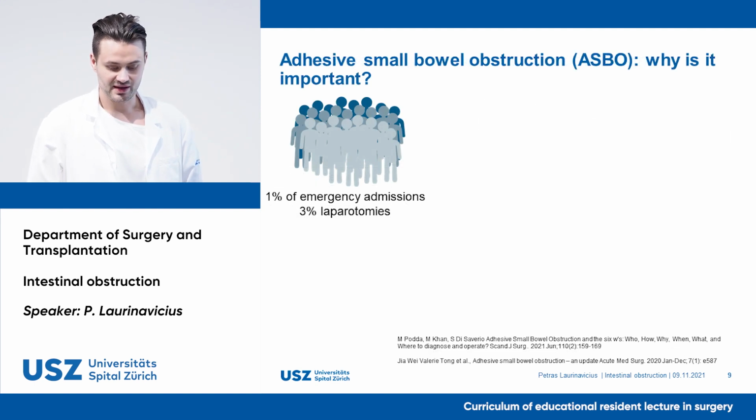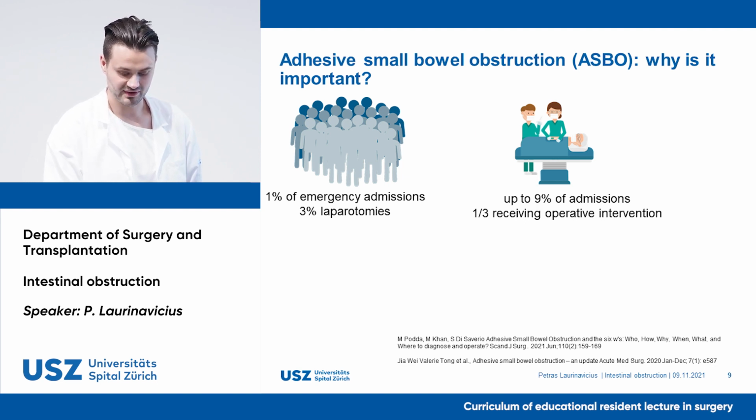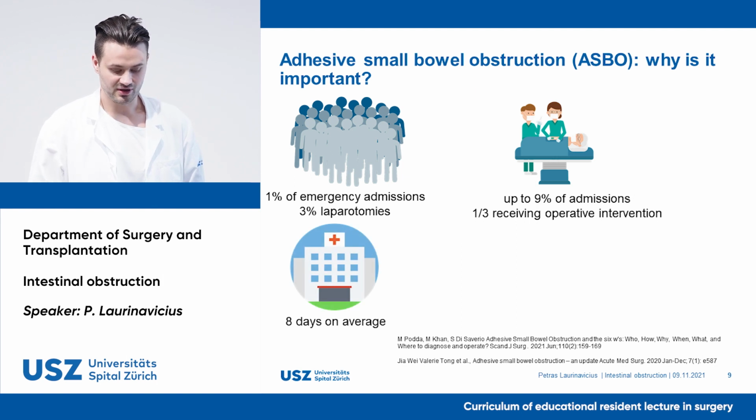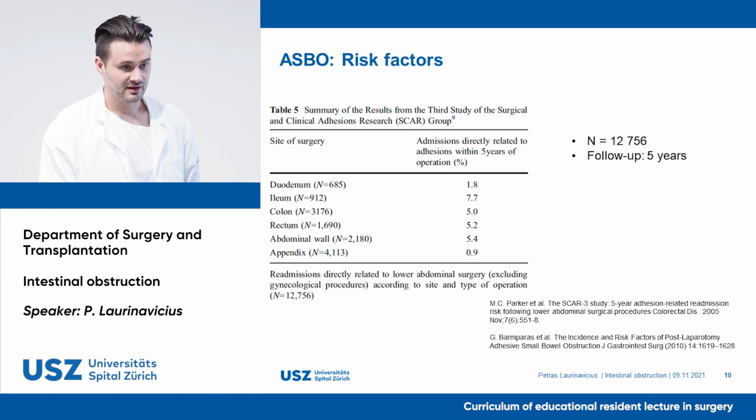As I've mentioned before, ASBO will be my main topic today, and why is it so important? Well, in the general population, it is responsible for up to 1% of all emergency admissions and up to 3% of all laparotomies. However, in a population of patients following surgery, it causes up to 9% of all admissions, with 1/3 of those patients requiring operative intervention. It does a considerable harm, causing 8 days on average of hospitalization, and it has up to 3% of in-hospital mortality rate per episode. There are many risk factors for ASBO known, and the main one is the surgery.